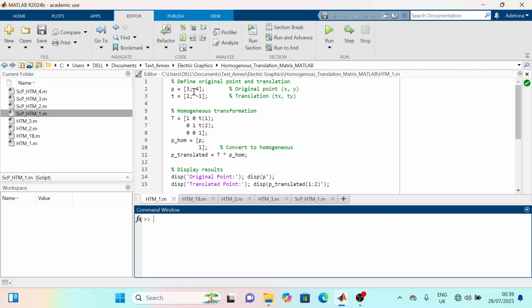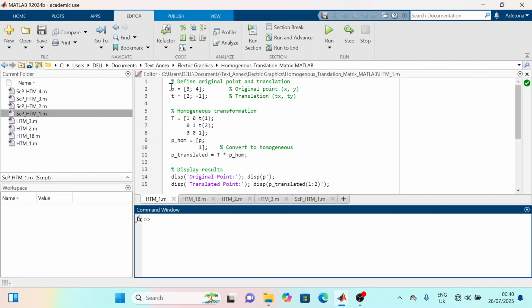3 semicolon 4, and we close the bracket, and we terminate the vector by making use of semicolon. This particular vector has 2 rows, 1 column. Row 1 contains 3, row 2 contains 4.